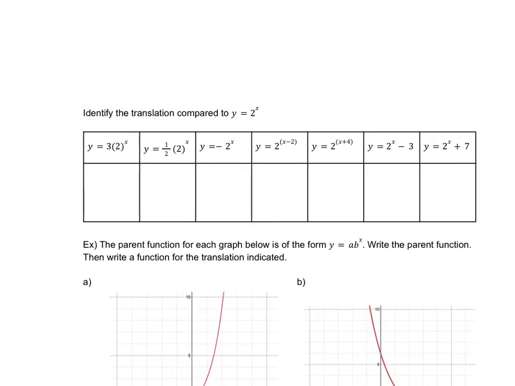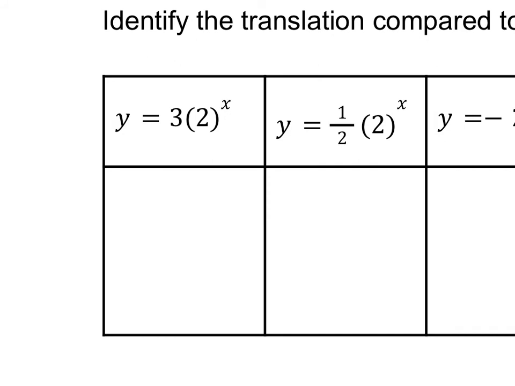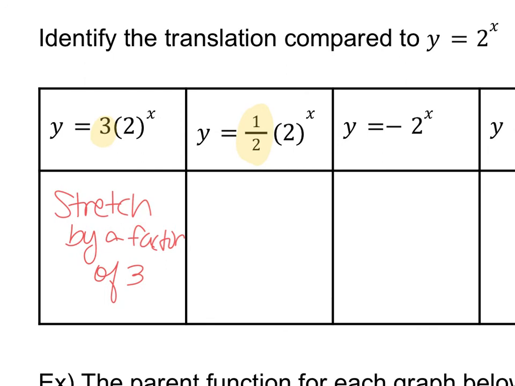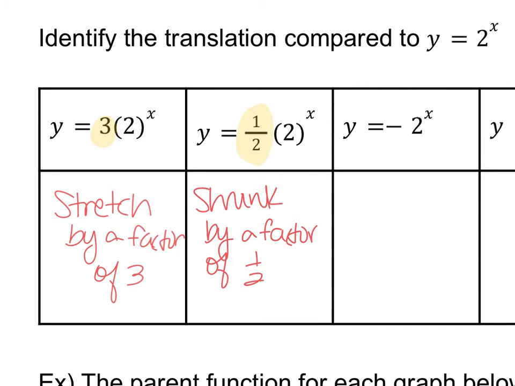So let's talk about it. What happens if it has a 3 out front, not the number that's being raised to the x power, but the number out front? If there's a number greater than 1, that's a stretch by a factor of 3. So you look at this number right here. Okay, the next one, you look at the number right there, and that tells you what it is. This would be a shrink, because that number is less than 1, by a factor of 1/2. Very similar to your parabola rules, your absolute value.